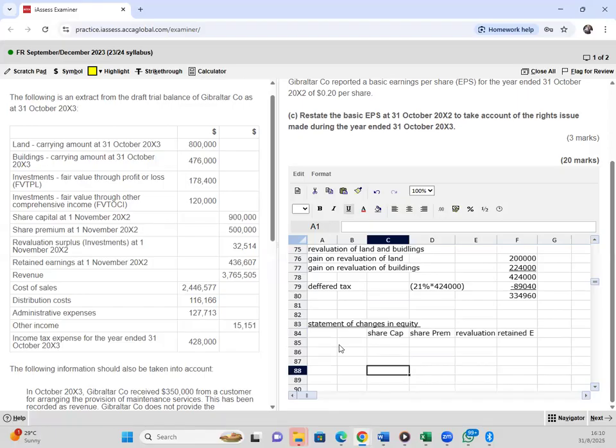So after that, we no longer have reserves. Let's have the opening balance. Balance brought down. The opening balance for the share capital is 900,000. For the share premium, 500,000. Revaluation, 32,514. Retained earnings, 436,607.